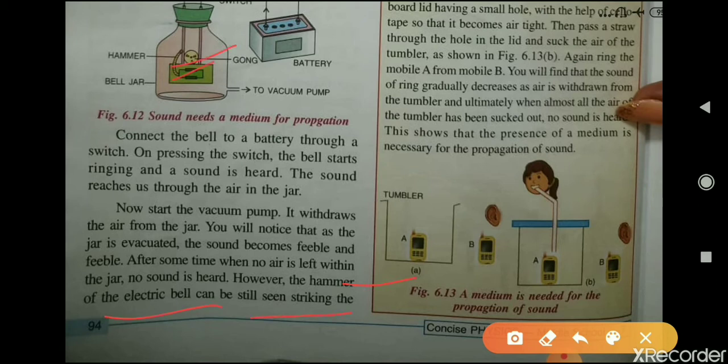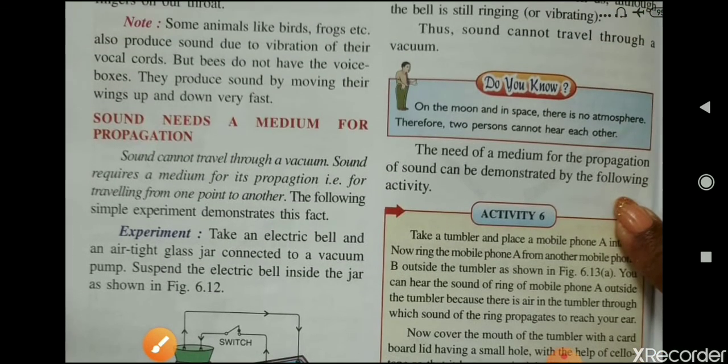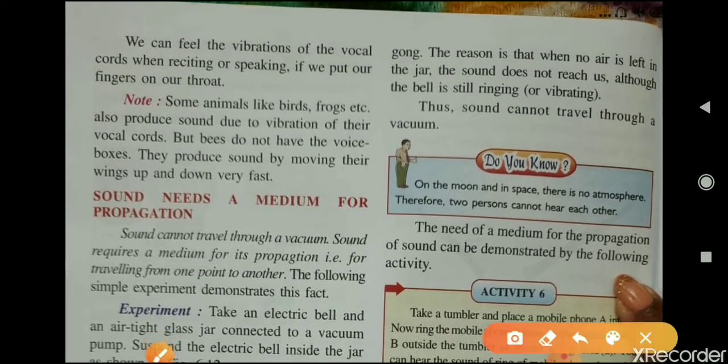This is the hammer of the bell because of which we are able to hear the sound of the bell, and we can clearly see through this transparent bell jar that this hammer is striking the bell, but we are not able to hear the sound. Why are we not able to hear the sound? Because now there is no air left in the jar and the sound does not reach us, although the bell is still ringing. Understood now?